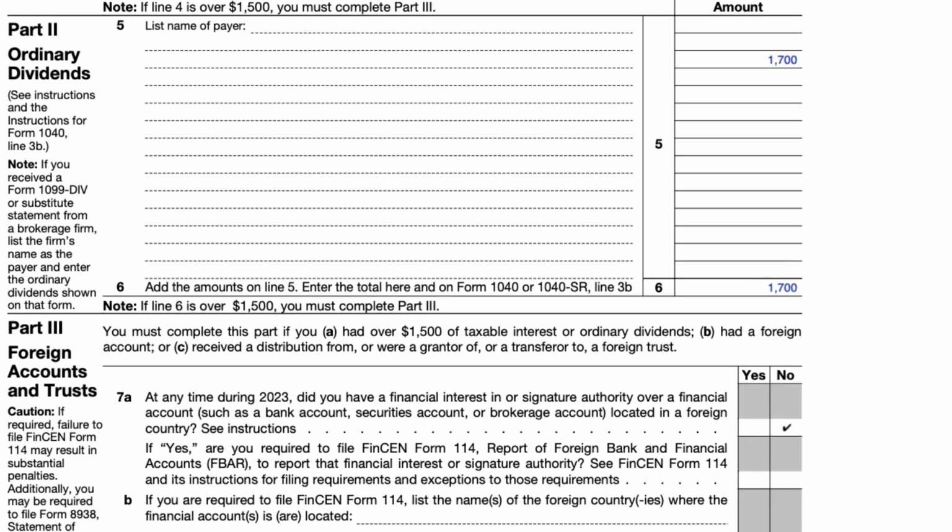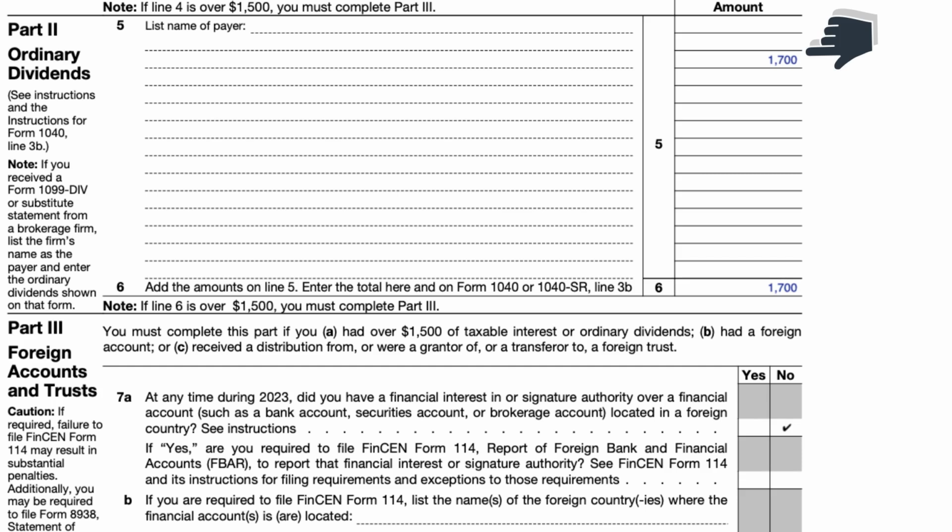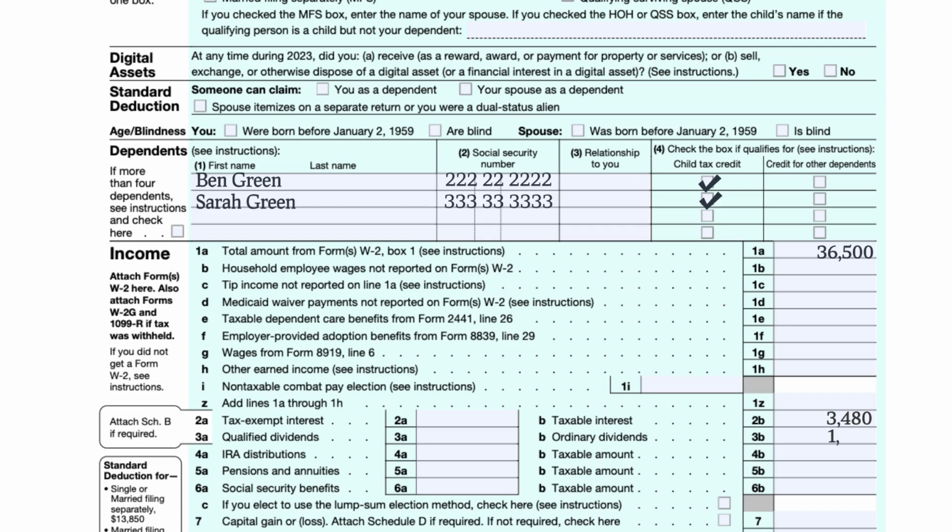reporting ordinary dividends. So Emily receives a Form 1099 DIV from Farmers First INC showing that she received $1,700 of ordinary dividends. So this amount is reported on line 5 of Schedule B. And then on line 6, it's the total that was reported on line 5. And if it's over $1,500, you must complete Part 3. So Emily has to complete Part 3 because her amount's over $1,500. And once this is done, she can enter the amount of $1,700 onto line 3B of her Form 1040.